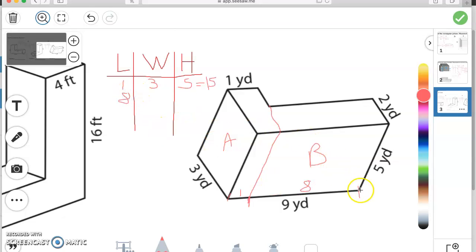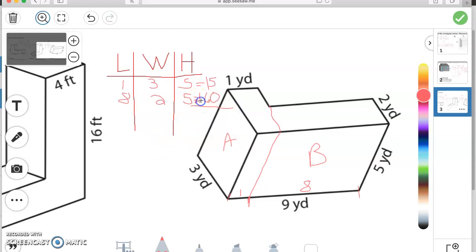The width is going to be how tall it is. Looks like that's 5. Or no, that's not. That 5 is going to be our height. That's how tall it is. And our width is how deep it is, which is right here, which is 2. So I can multiply these numbers together to get my final volume for B. Let's do 2 times 5 is 10. And then 10 times 8 is 160. I'm trying to make the math simple for us here.